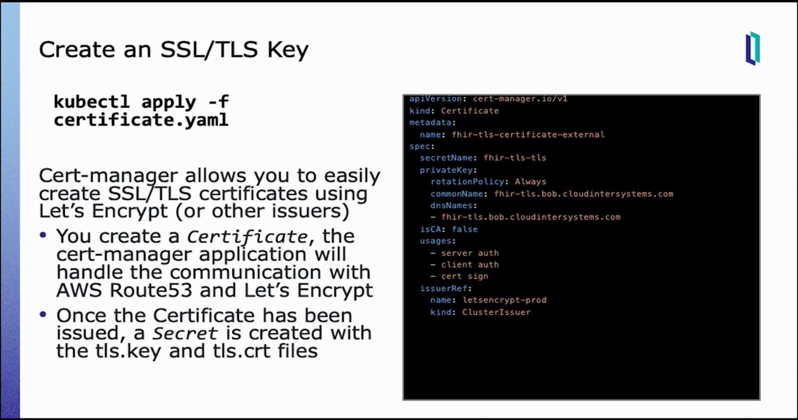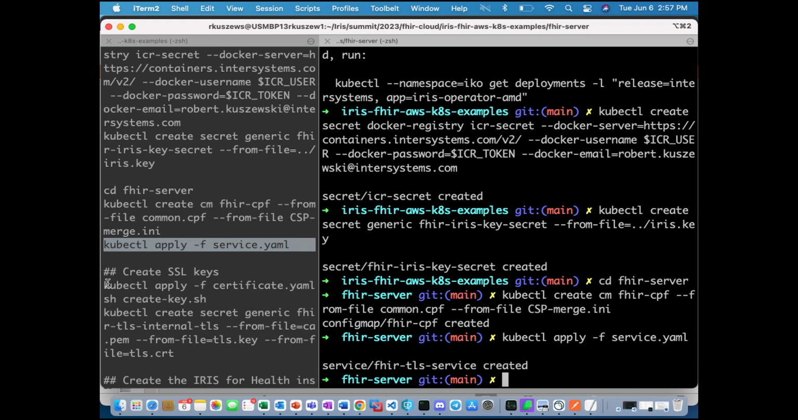And while that's happening, we're going to go ahead and create that SSL key. So here you see the Kubernetes YAML for a certificate. And we're telling it, hey, let's use the cluster issuer called letsencrypt-prod. And we're going to say the DNS name for my SSL key here is FHIR-TLS.bob.cloud InterSystems. It's actually different from that in what we're actually building. But let me go ahead and do that.